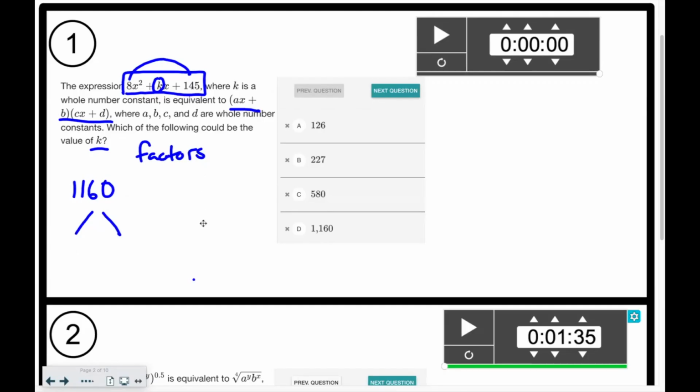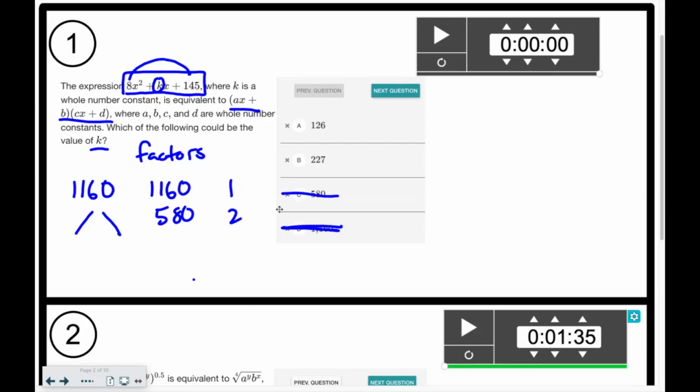So a natural place to start would be to just start multiplying numbers together to give us 1160, and one of them would be 1160 and 1, which would mean that if we added them together to get K, we would get 1161. So this 1160 is not possible. And then we go to 580 and 2. I'm just trying to go in an order here so we don't miss any. And again, if I added these together, I would get 582 for K. So 580 doesn't make sense.